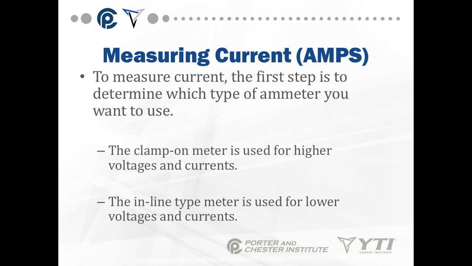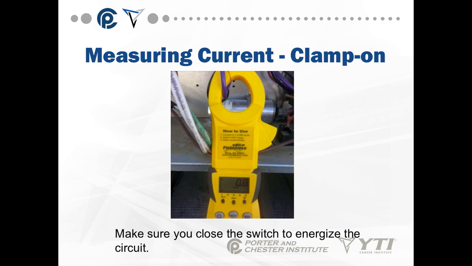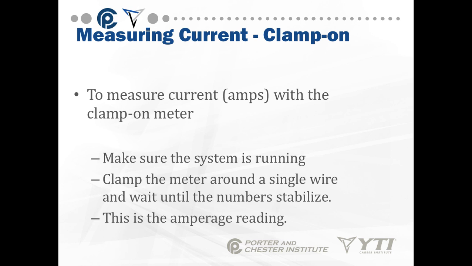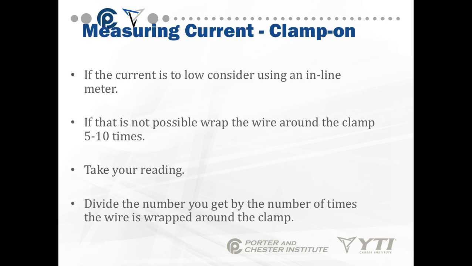Current measurements: you first have to determine which type of ammeter you want to use. The clamp-on meter that most of you have is used for higher voltages and currents. The inline type meter is used for lower voltages and currents. Make sure you close the switch to energize the circuit for clamp-on, and make sure the system is running. Clamp the meter around a single wire and wait until the numbers stabilize. This is your amperage reading.